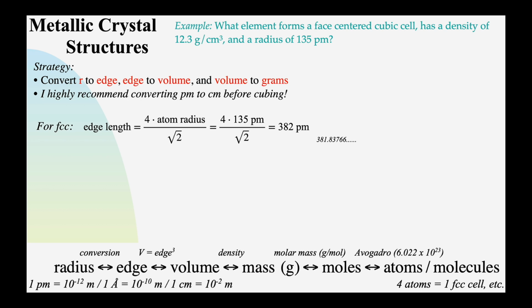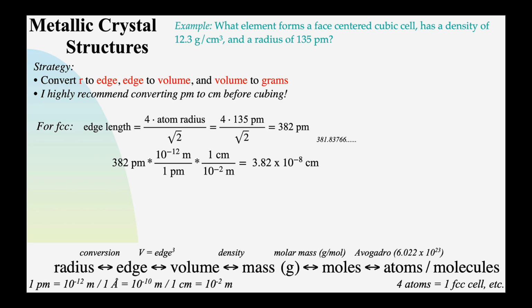Now, before I cube my edge, because that's the edge number we're going to cube, I'm going to turn the picometers into centimeters. A picometer is 10 to the minus 12 meters, and there's 10 to the minus 2 meters per centimeter. So when you do this all out, you get 3.82 times 10 to the minus 8 centimeters. And a centimeter is something you can kind of visualize. This is a very, very, very small number of centimeters. It's nothing you can see.